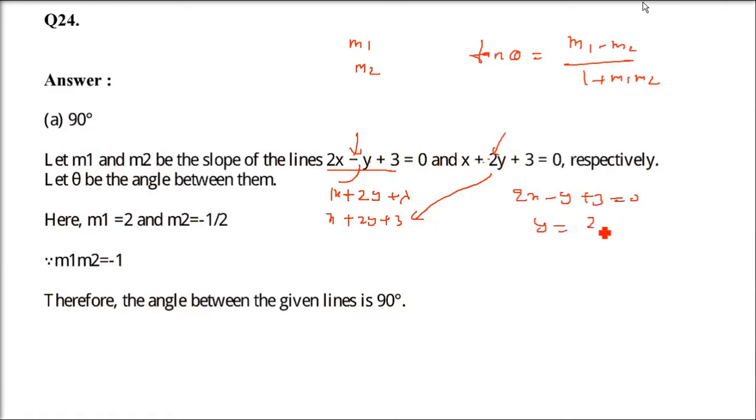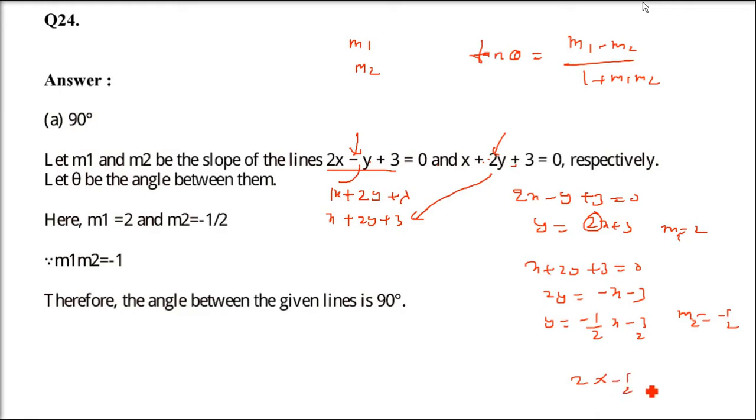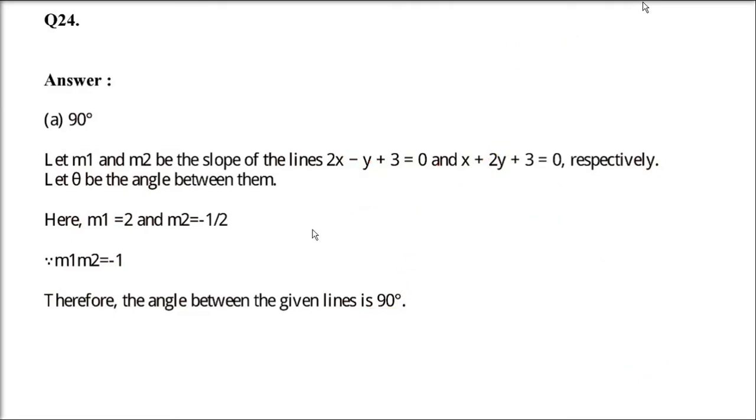So let me take 2x minus y plus 3. Let me find out the m. What is the m here? 2. Let us take the other line, x plus 2y plus 3 equals 0. What do you get? 2y equals minus x minus 3, y equals minus 1 by 2 x minus 3 by 2. So m here is minus half. So we have m1 as 2, m2 as minus half, 2 into minus half is minus 1. m1 m2 is minus 1. That means these two lines are perpendicular, the angle between them is 90 degrees.